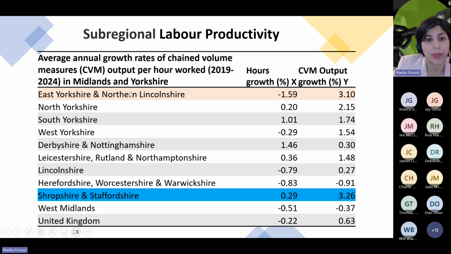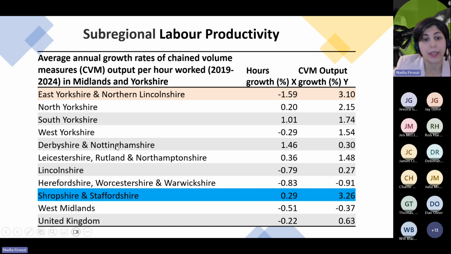As you see, this presents the average annual growth rate in hours worked, and chain volume measure output per hour worked, from 2019 to 2024 across the Midlands and Yorkshire sub-regions. It is notable that the variation includes East Yorkshire and Northern Lincolnshire with minus 1.59, which is the time of the worker. This is negative because the time has decreased. On the other side, output increased by 3.10%, and then the total productivity change was positive.